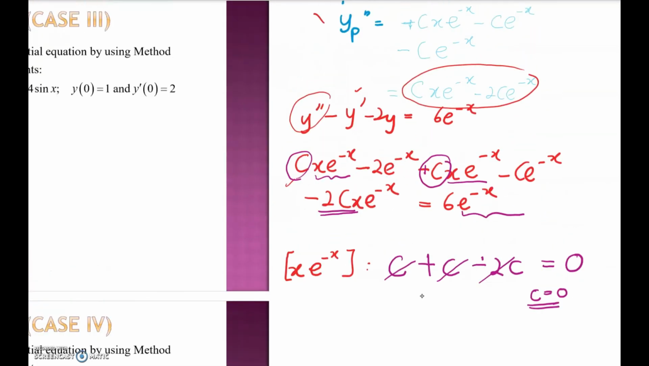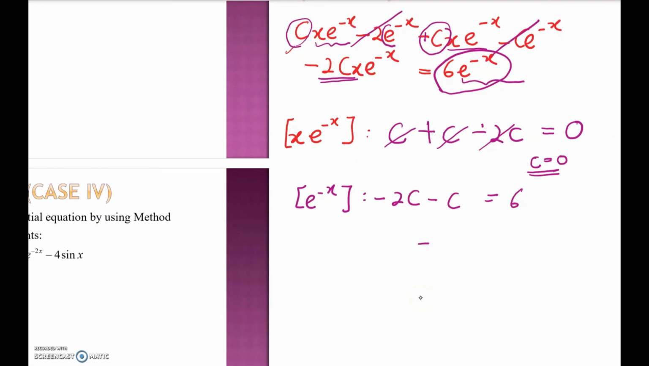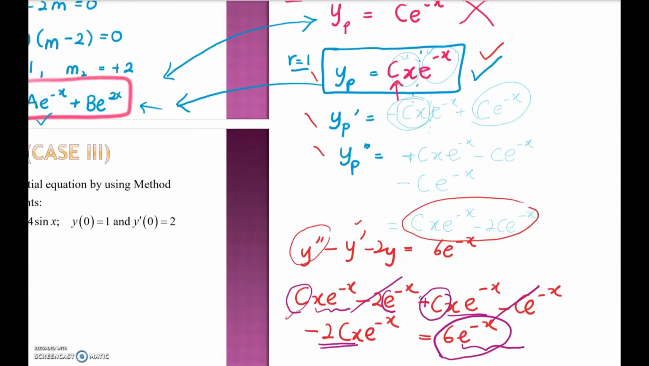Okay, and then we have this one is c, right? Okay, so untuk term e negative x, we have negative 2c, minus c, dah tak ada, so equals to, sebelah kanan we have 6. So we can say that we have negative 3c equals to 6, therefore c equals to negative 2. So when c equals to negative 2, we plug in into our yp.